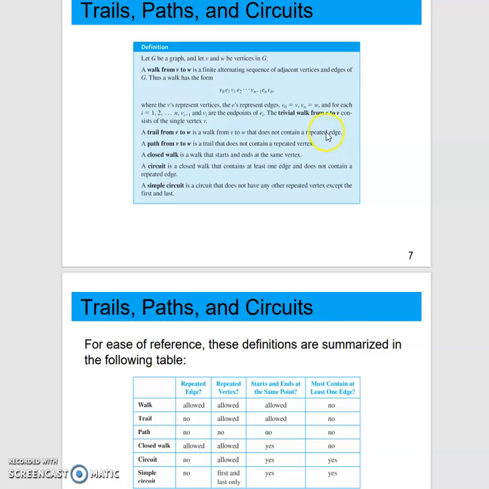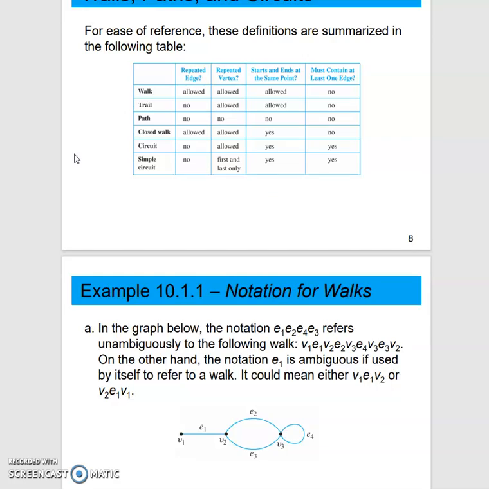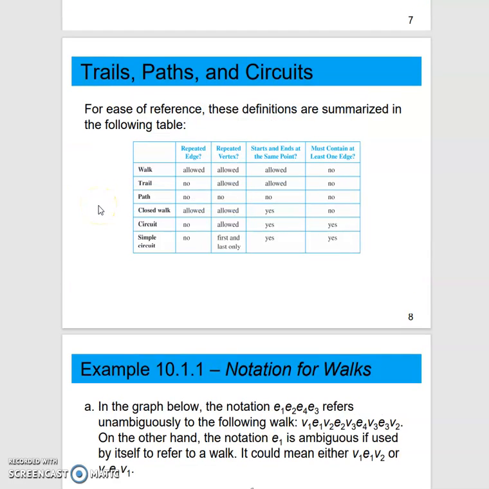A trail means we don't have a repeated edge. A path means we don't have a repeated vertex. A closed walk means we're going to start and end at the same vertex. A circuit is a closed walk, contains at least one edge and does not contain a repeated edge. And a simple circuit is a circuit that does not have any other repeated vertex except the first and the last.